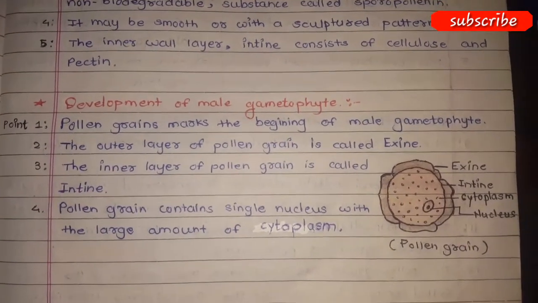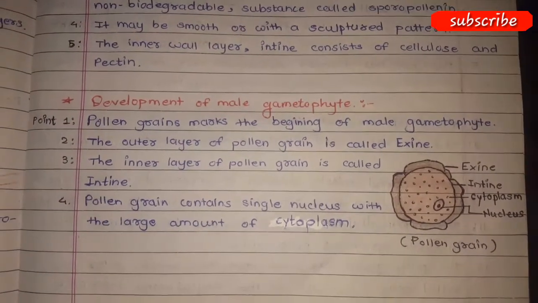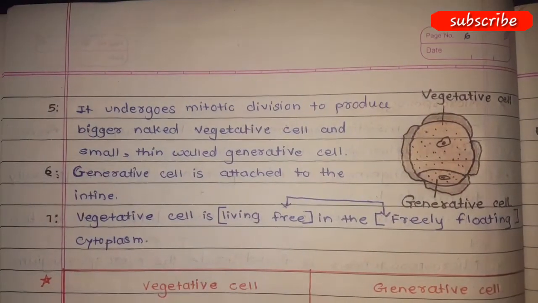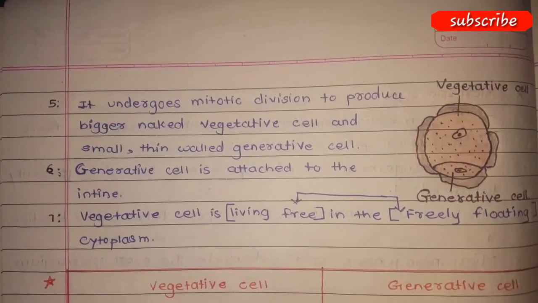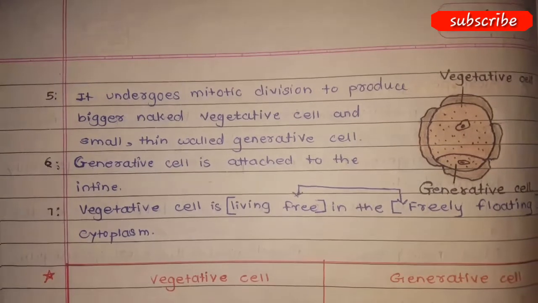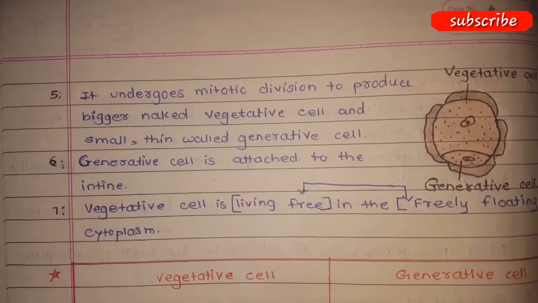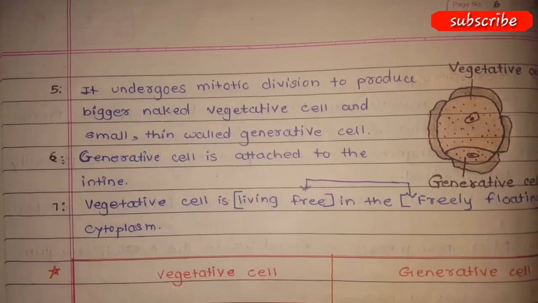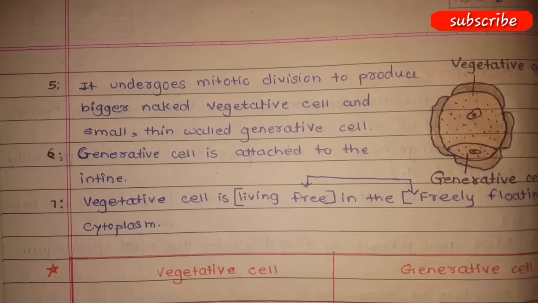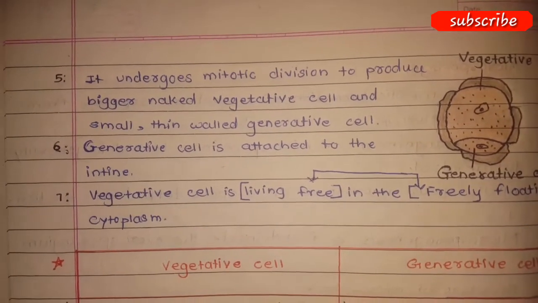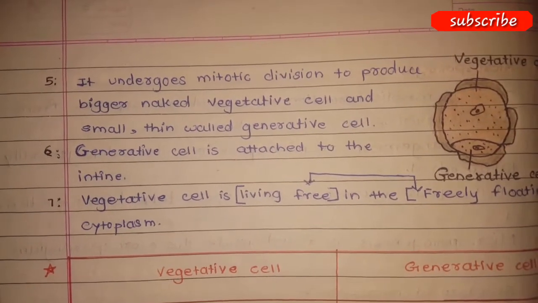Fourth, pollen grain contains a single nucleus with a large amount of cytoplasm. It undergoes mitotic division to produce a bigger vegetative cell and a small thin walled generative cell. Sixth, generative cell is attached to the intine. 7. Vegetative cell is free in the cytoplasm, or also it is called vegetative cell is freely floating in the cytoplasm.